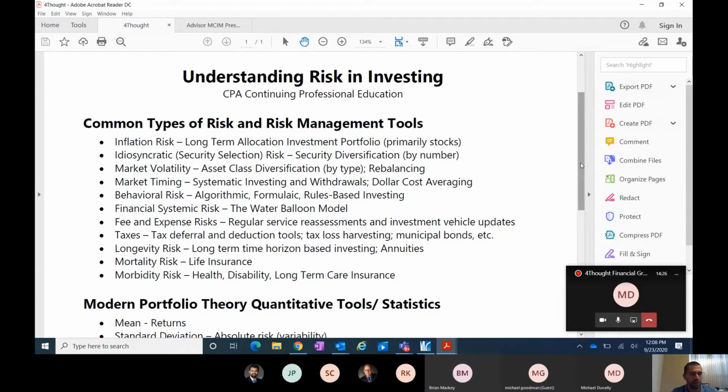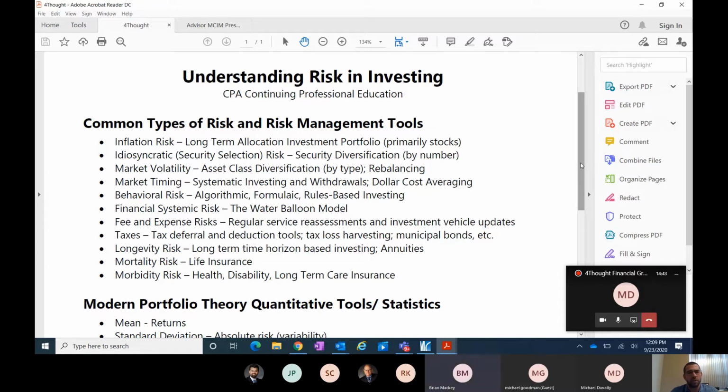There are many more types of risks that are involved in investing. These are just a smattering of some of the more important ones. So I'm going to start with some of the risks and describing them, and then talk about how those risks can be mitigated or managed over time.